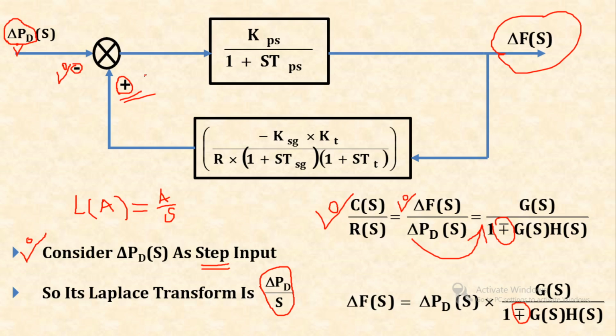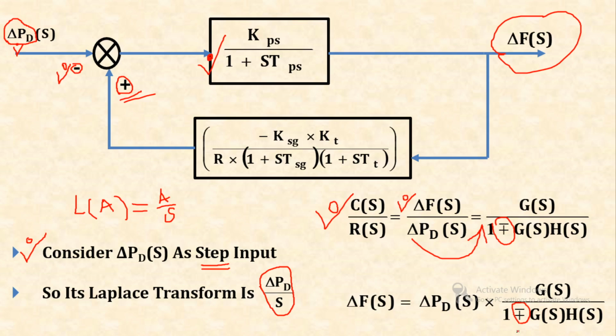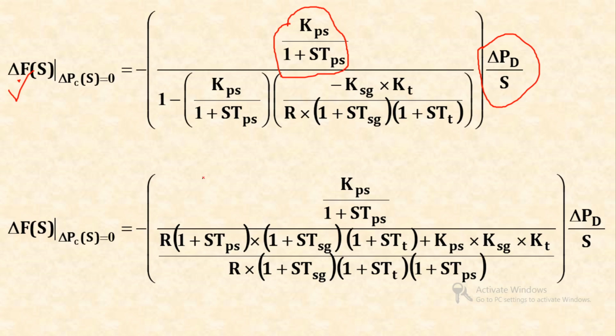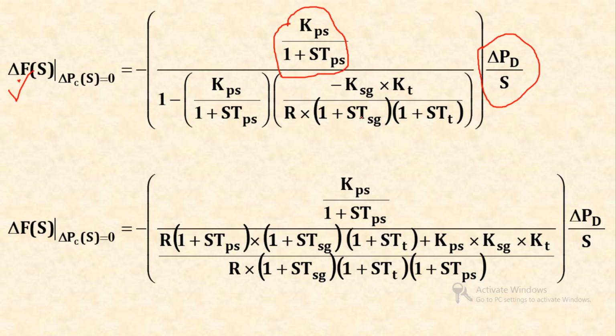So numerator will be G of S. So this is our G of S, KPS upon 1 plus S into TPS, KPS upon 1 plus S into TPS, divided by 1, we are going to consider the negative sign. So, 1 minus G into H. So, this is the value of G, KPS upon 1 plus S into TPS multiplied by H. So, H is equal to minus KSG into KT divided by R into 1 plus STSG into 1 plus STT. So, this is the H.